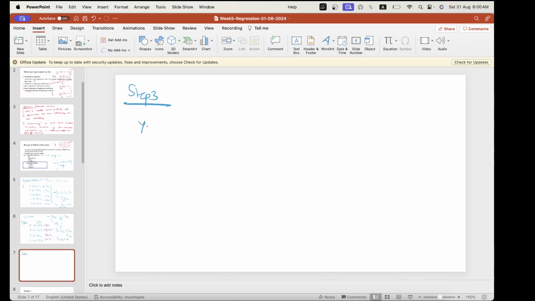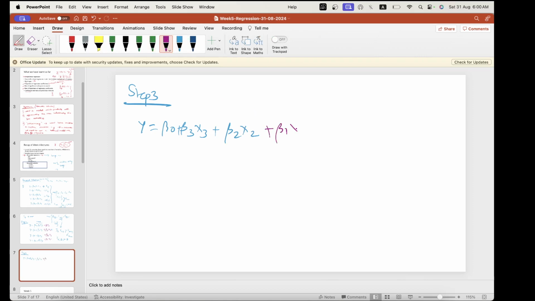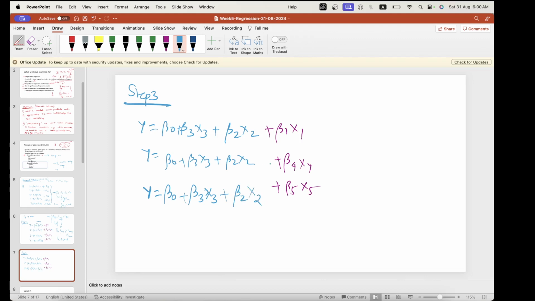Now we have our updated model, y equal to beta naught plus beta 3x3 plus beta 2x2, and we are going to fit 3 models now. So it will be beta 1x1, beta 4x4, beta 5x5, each added to beta naught plus beta 3x3 plus beta 2x2. Now again let us find out the maximum of f1 given 2, 3, f4 given 2, 3, and then f5 given 2, 3.